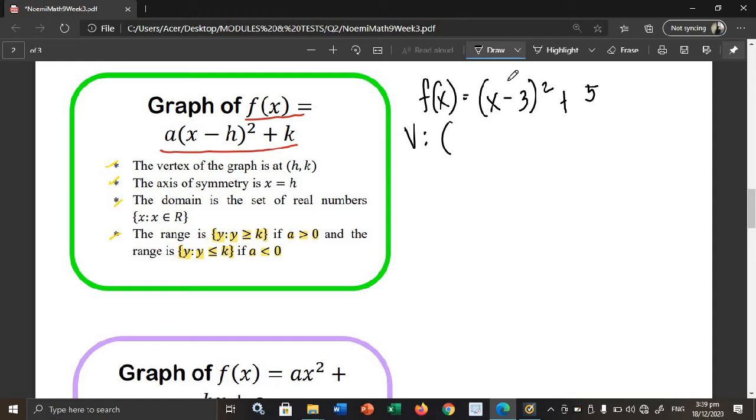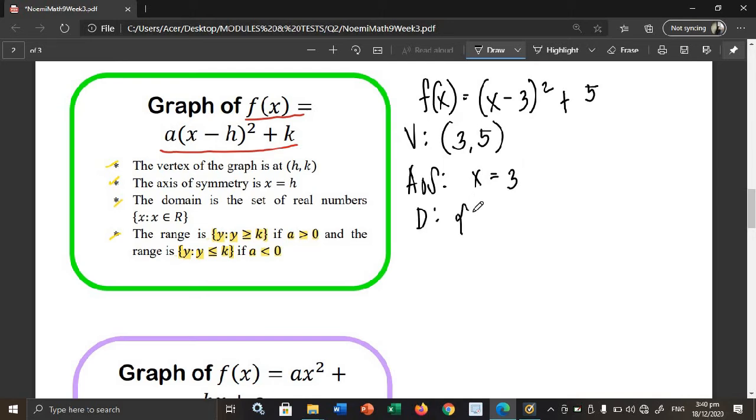But when you get the value of the vertex, you're going to get the reverse sign of h. So instead of negative 3, you put 3. And then for your k, whatever its sign is, you just go with that. Here we have positive 5. Therefore, your k is 5. Therefore, the vertex is 3 and 5. And then the axis of symmetry is x is equal to 3, because the value of your h is 3. So, that is the axis of symmetry.